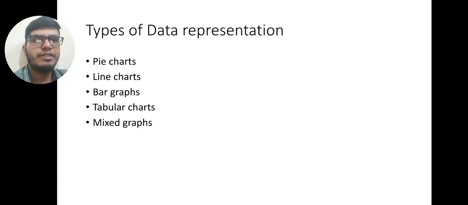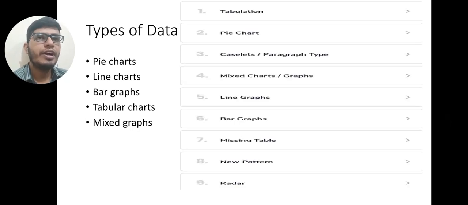The data may be represented in a pie chart, a line chart, a bar graph, a tabular form, or mixed graphs as well. In other competitive examinations like IBPS and SBI, they inform that the data representation can be in 9 forms. I'll try to solve each and every type, but surely I will go for pie charts, line graphs, bar graphs, tabular forms and all.